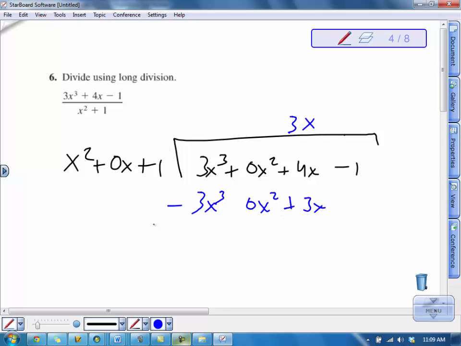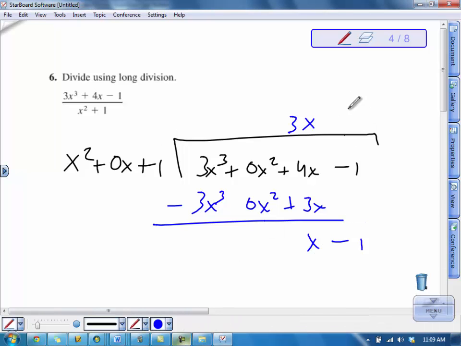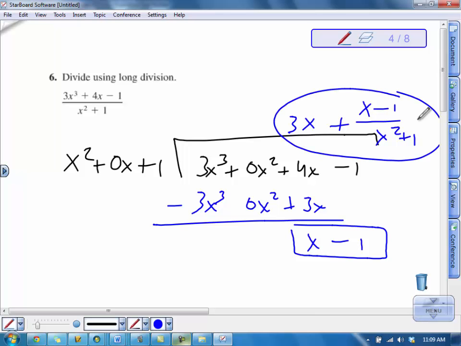Now I can subtract. When I subtract, I get 1x. Drop down the negative 1. What would I multiply by x squared to get x? Nothing. That doesn't make any sense. So this is it. I can't multiply anything by x squared to get x. So this is the remainder. Okay, so I'm going to write it as quotient plus remainder divided by divisor. It'd be x minus 1 over the divisor, which is x squared plus 1. So this is actually the quotient. It's actually the answer. When you do this division, you get this, which makes sense.